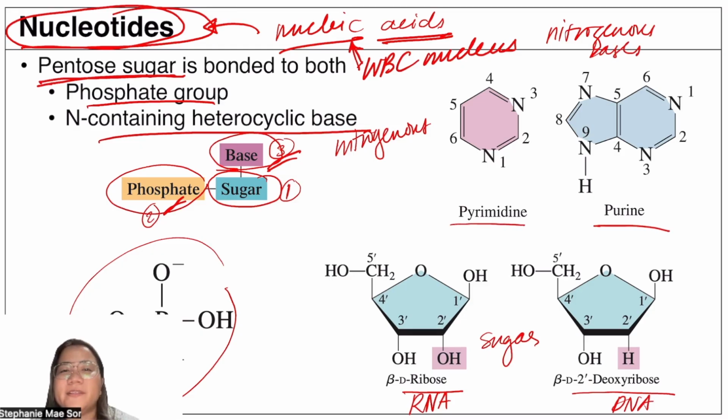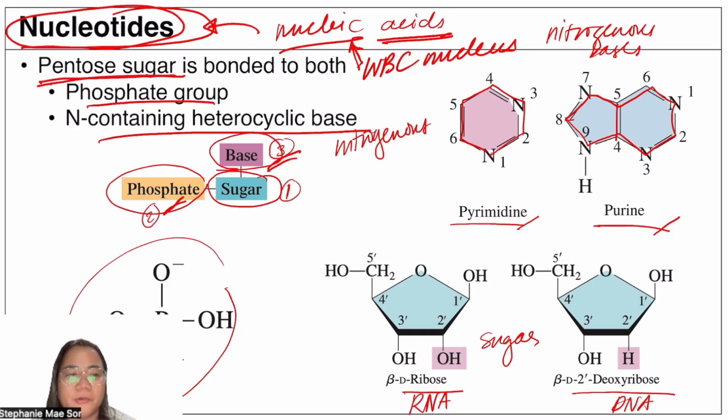So pag pyrimidines, it's the six-membered ring. Kapag purines, it's a fusion of a five-membered and a six-membered ring. So you have a fusion of a five-membered ring and a six-membered ring. So pag six-membered ring lang, it's a pyrimidine. Pag 5 plus 6, that's purine. So, ano naman tong magkakaibang, so, we have two purines, we have three pyrimidines.